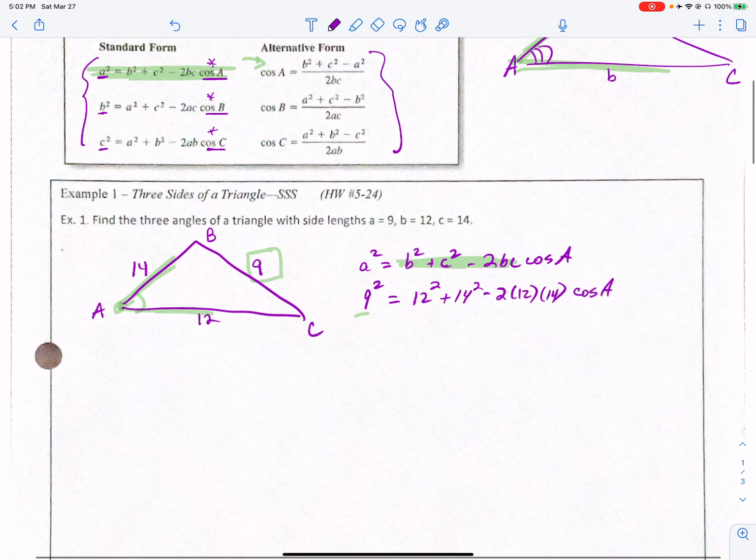So if I solve this for cosine of A, you have to be very careful. Sometimes people think they can do square, add, and then subtract that product, but you can't because that 2 times 12 times 14 is being multiplied by cosine. And so you can't combine that to a single value. You could add the 12 squared and the 14 squared if you wanted, but you can't subtract that minus 2 times 12 times 14. That's going to get you in some algebra trouble.